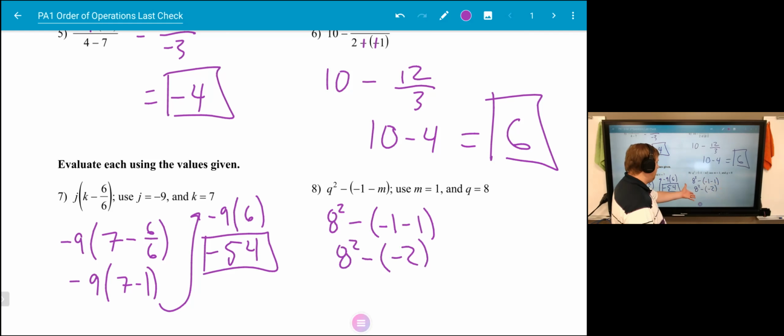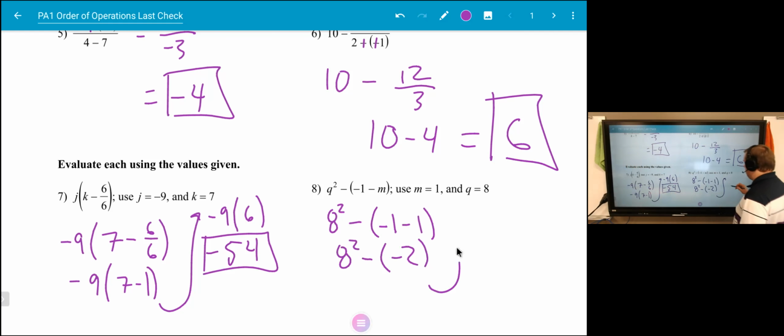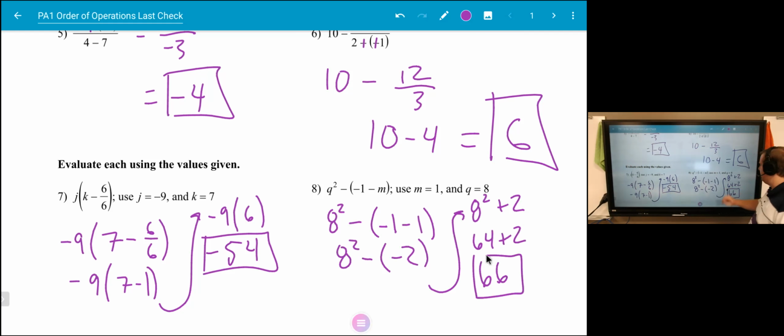If we want to take care of the parentheses now, minus a negative is plus a positive. Or you could do the exponent next. We've got 8 squared plus 2. 8 squared is 64. 64 plus 2 is 66.